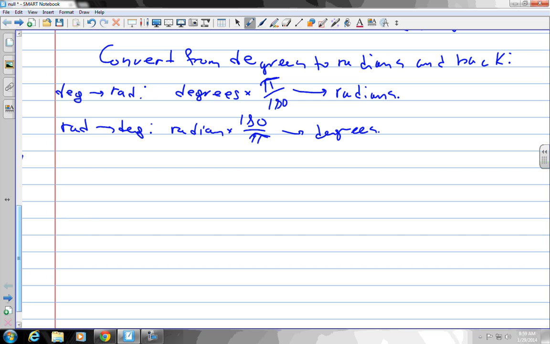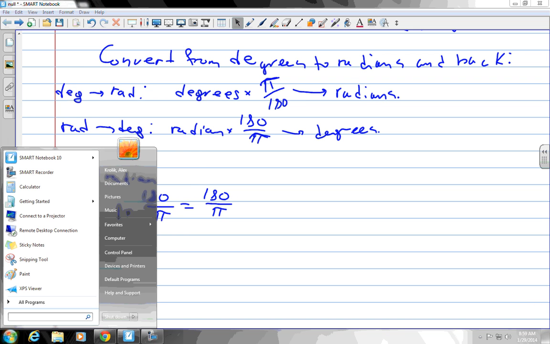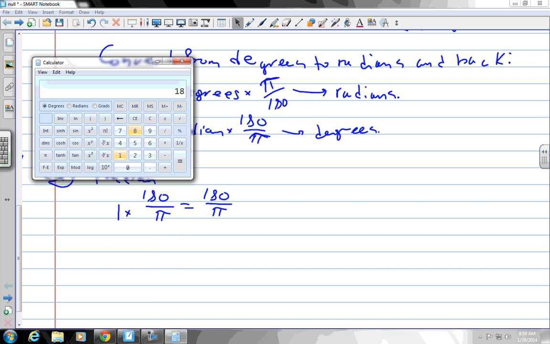So for example, 1 radian in degrees. So how do we convert that? I have to multiply 1 radian, so it's 1 times 180 over pi. So it's 180 over pi, right? Now, when we're talking degrees, we don't like seeing pi in our answer, so I should actually compute this. So it's 180 divided by pi, so 57.3 or so. That's how many degrees are in 1 radian.